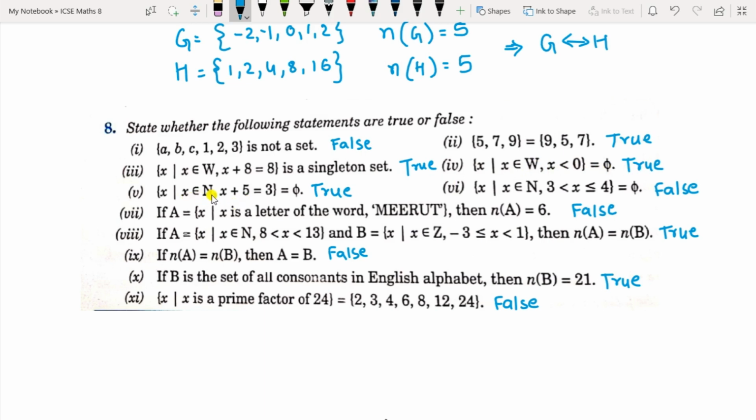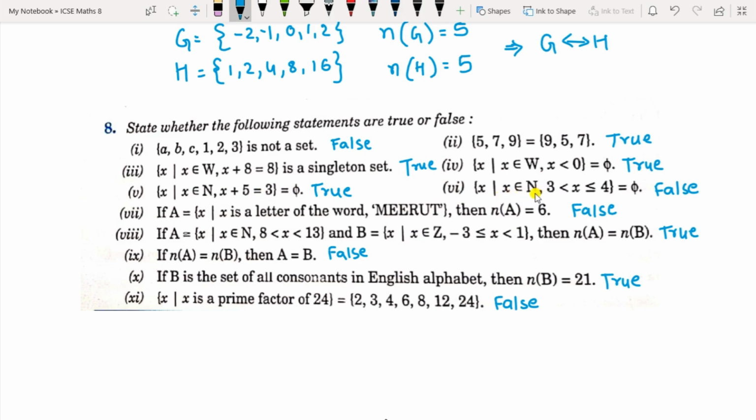X belongs to N, natural number. If you add it to 5, you get the answer 3. That is the answer is 5. Yes, true. So no number can be added to 5 to get the answer 3. It is always 5 or more than 5.